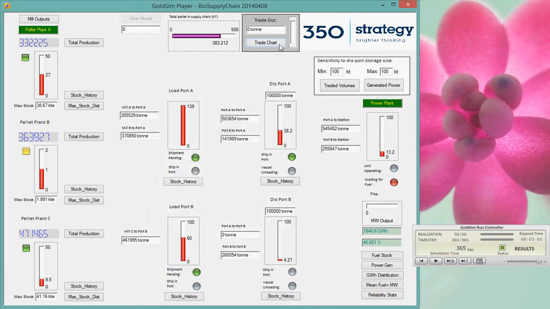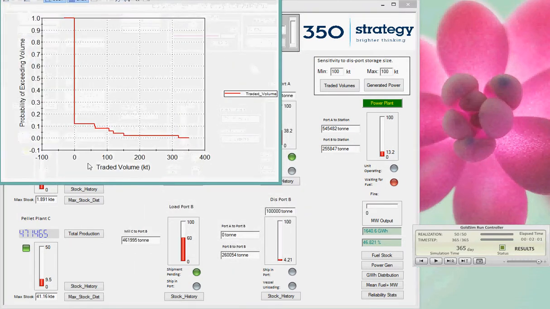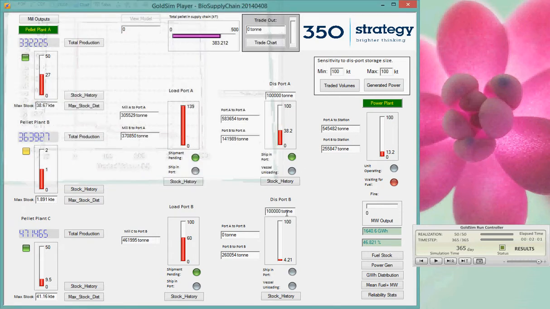Another interesting thing we can look at is a trade chart. So this chart shows that there's around about a 10% chance that we won't have to trade anything, but for example about a 5% chance that we might have to trade about 120,000 tonnes based on the kinds of numbers we've put into this model in terms of reliabilities and so on.